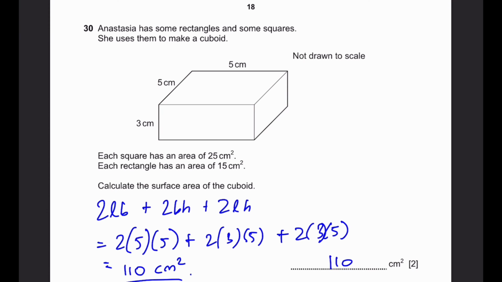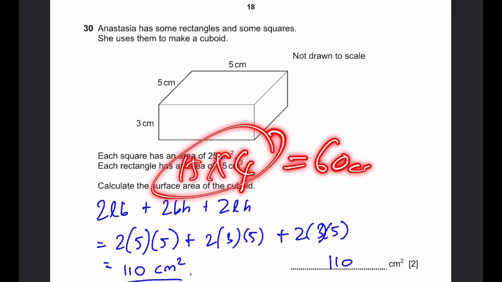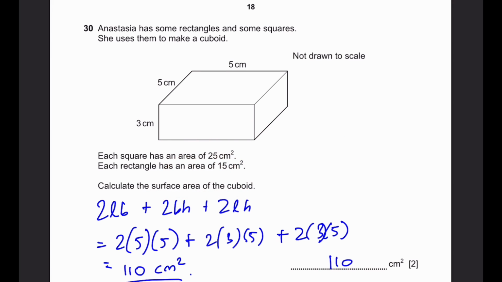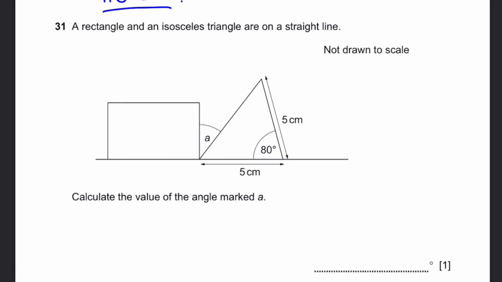We can use another method. Since we know the squares have area 25 centimeters squared, there'll be 2 squares here, one above and one below, which is 50 centimeters squared. Now the other 4 faces are all rectangles of 3 times 5, which is 15, as given. So we do 15 times 4 since there are 4 rectangles. That's 60 centimeters squared. And now the surface area is just 60 plus 50, which is 110. That'll be our answer. Question 31. A rectangle and an isosceles triangle are on a straight line. Calculate the value of the angle marked A.